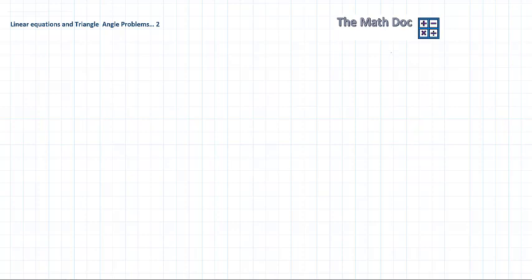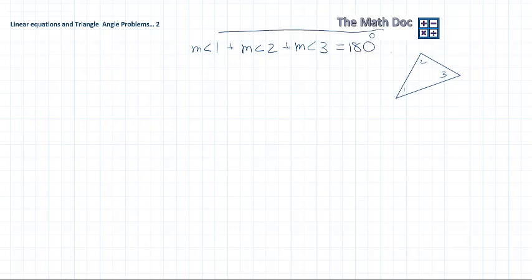We started already with the triangle angle problems, and usually there we're looking at situations where we have a triangle with angles, say 1, 2, and 3. One of the things we know then is that the sum of the measures of all these angles, so the measure of angle 1 plus the measure of angle 2 plus the measure of angle 3, is equal to 180 degrees.